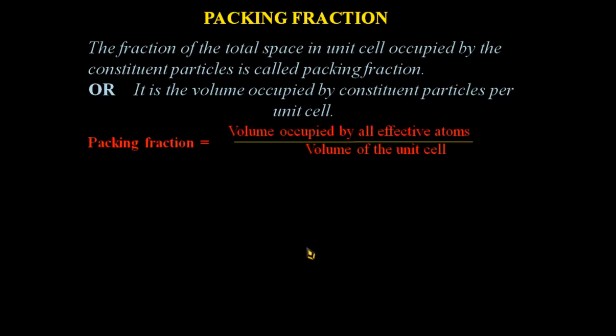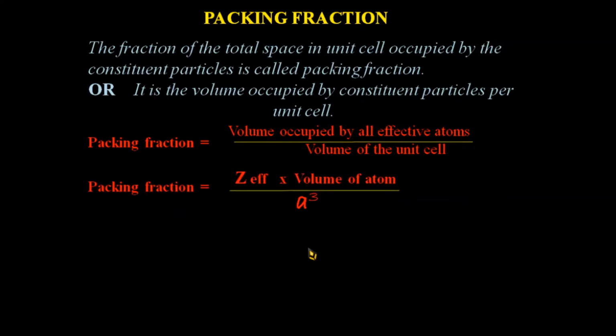Packing fraction is calculated by using the formula: packing fraction is equal to the volume occupied by all effective atoms divided by the volume of the unit cell. Then packing fraction is equal to Z effective, which we discussed before, into the volume of atoms divided by the volume of the unit cell, that is a cube. Here Z effective means the number of atoms or spheres which contribute to form the volume of the cube.